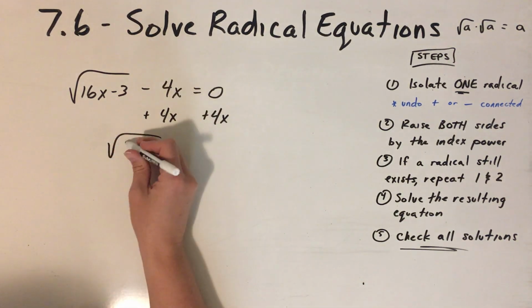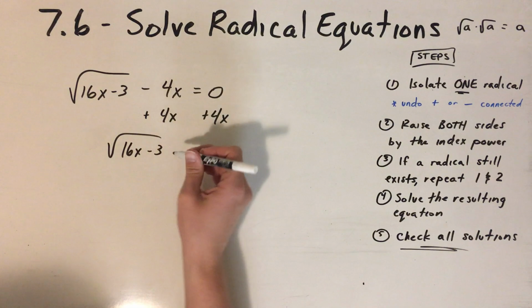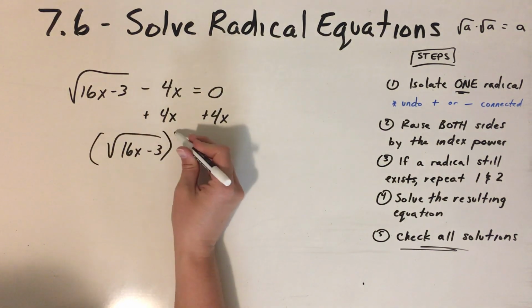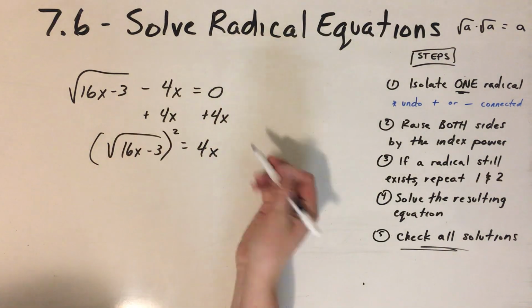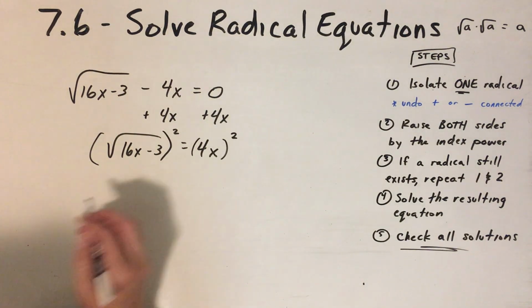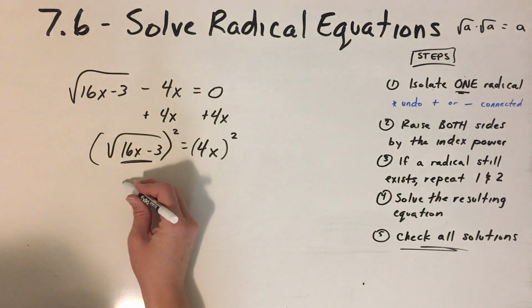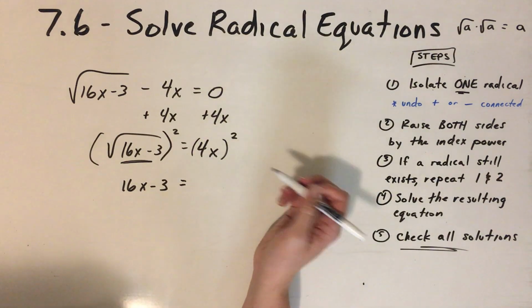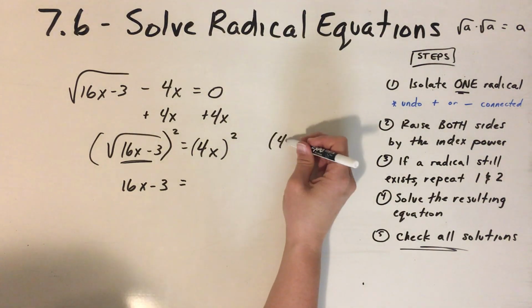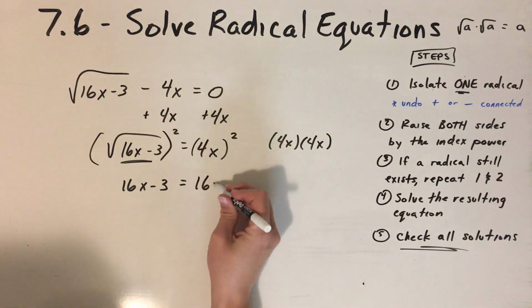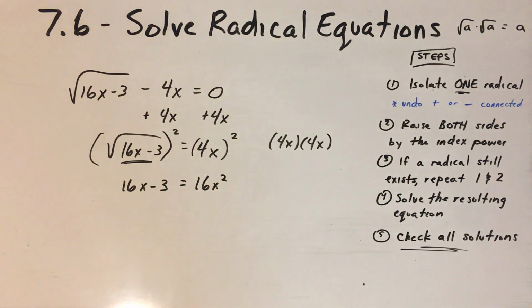Once I've done that, I can now raise this to the power of 2. Again, the index is 2 because it's a square root. So I have to do the same thing to both sides. All that will be left in here is just this radicand, this 16x minus 3. And here, remember that this means 4x times 4x, which is 16x squared.